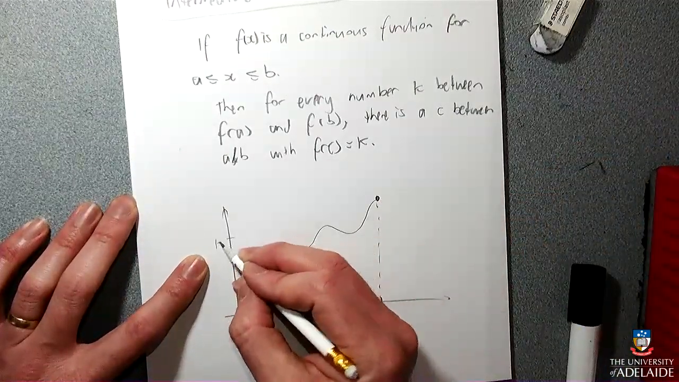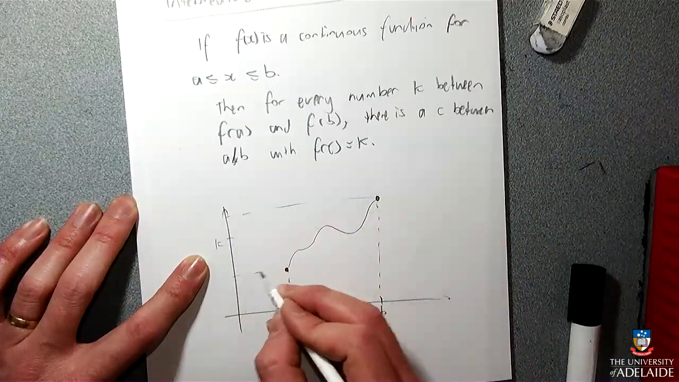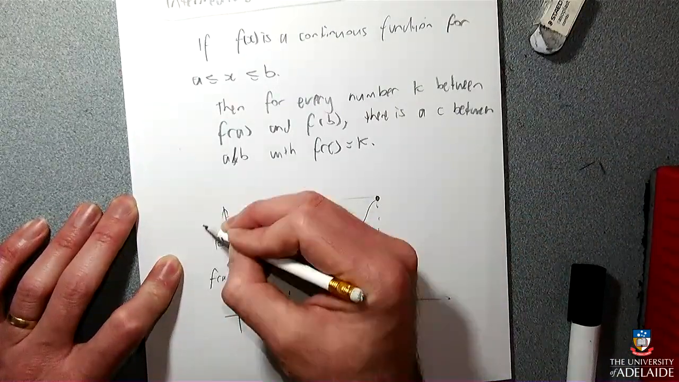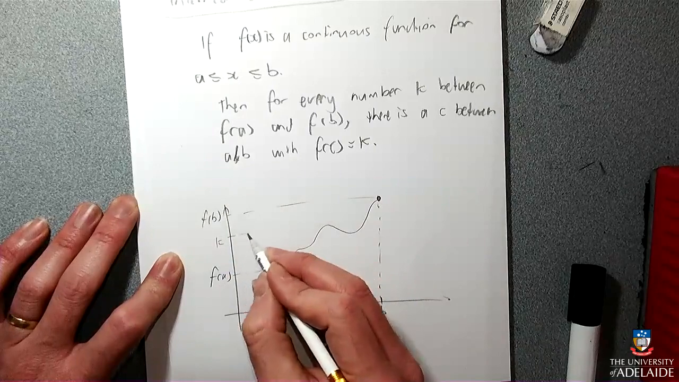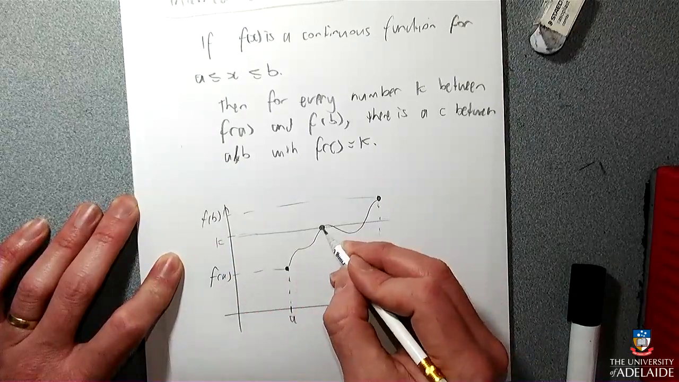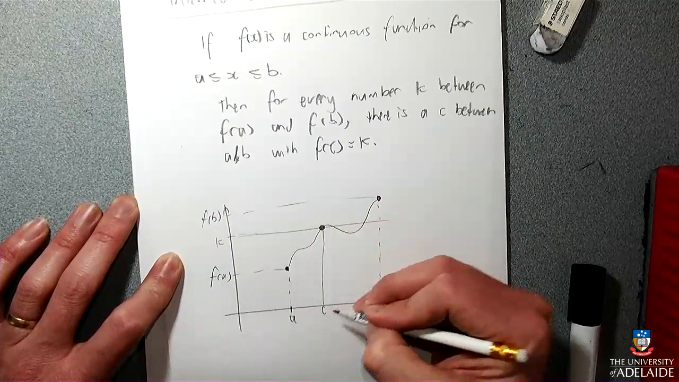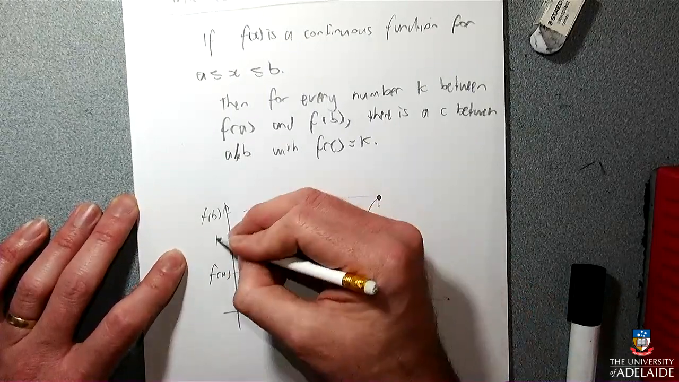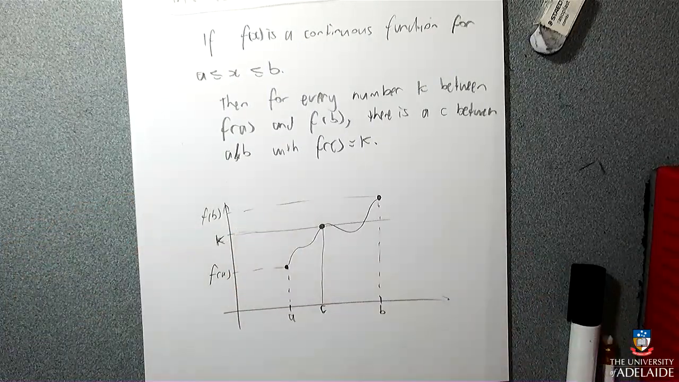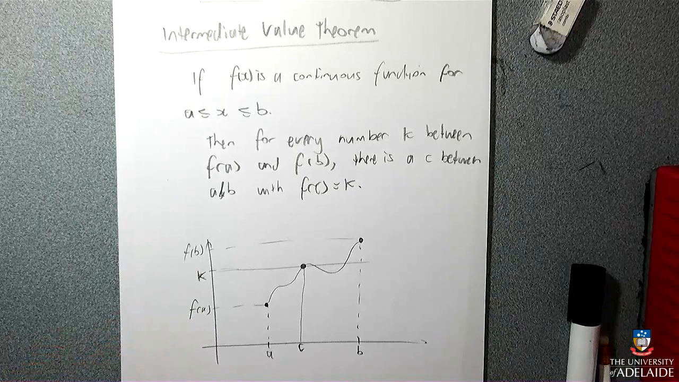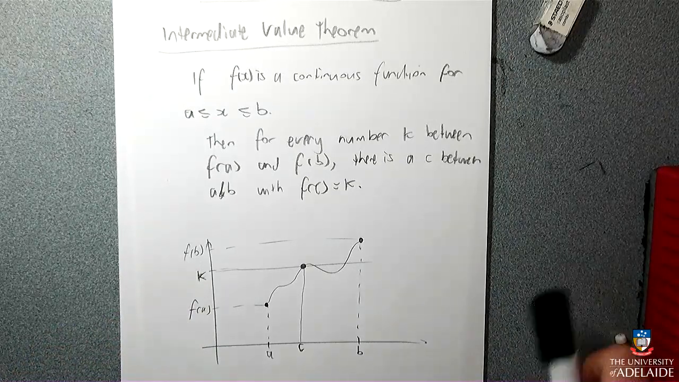So this is the value k. That's f of a, that's f of b, and somewhere in the middle there has to be a c, possibly more than one, that produces the number I was thinking of. That's the intermediate value theorem. And it fairly makes sense. If you're not allowed to take your pen off the page, you have to cover everything in between. That makes sense.